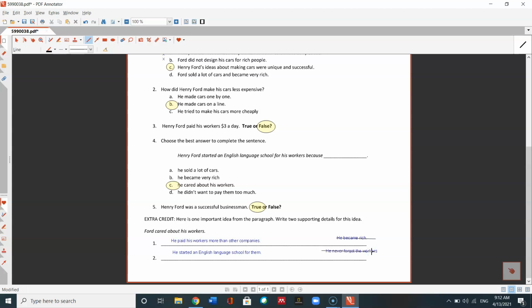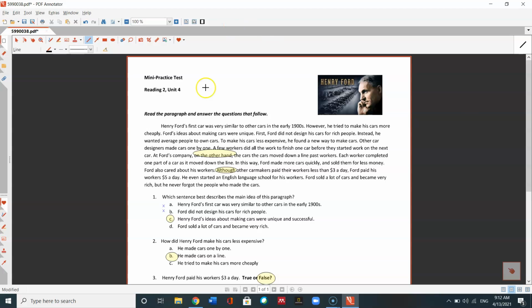Are very similar in meaning. But these 2 details are more specific. He cared about them, he never forgot them are both general, but here we need answers that show a specific detail. So these are the two specific details supporting that point. Let's look back at the paragraph. We saw already two things that are being contrasted. Other car makers paid $3, he paid $5. That's although. Okay, let's look at a few other, also this one, that other car designers made cars one by one. On the other hand, in Ford Company, they used a line.